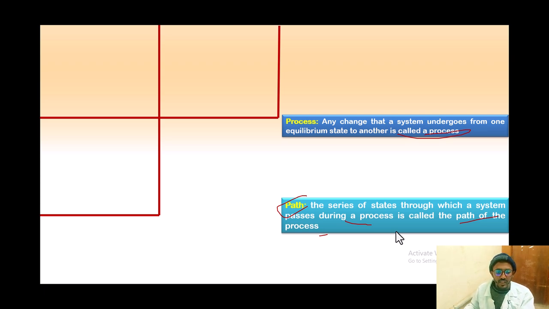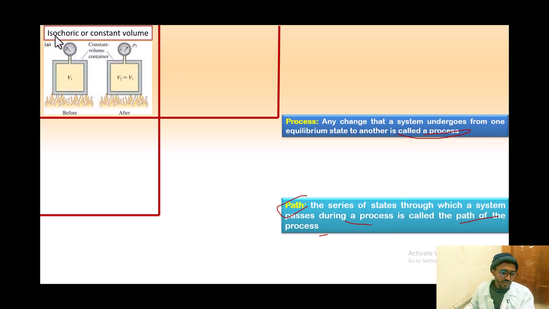So we have the first one, isochoric, which is constant volume. As you can see, before and after, even though the pressure increases, the volume is constant, like here volume 1 and volume 2, so we call this isochoric or constant volume.